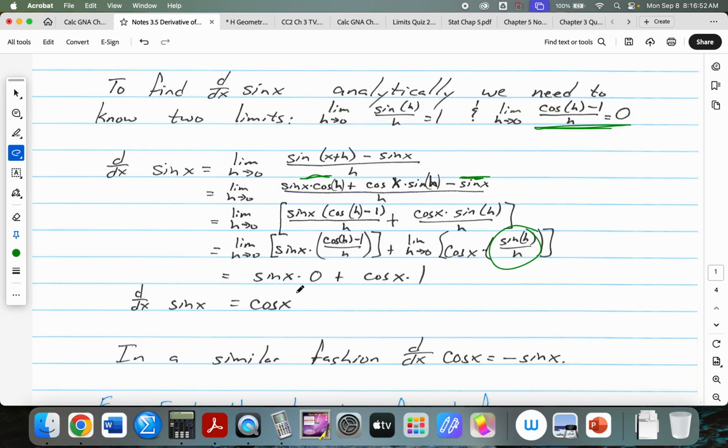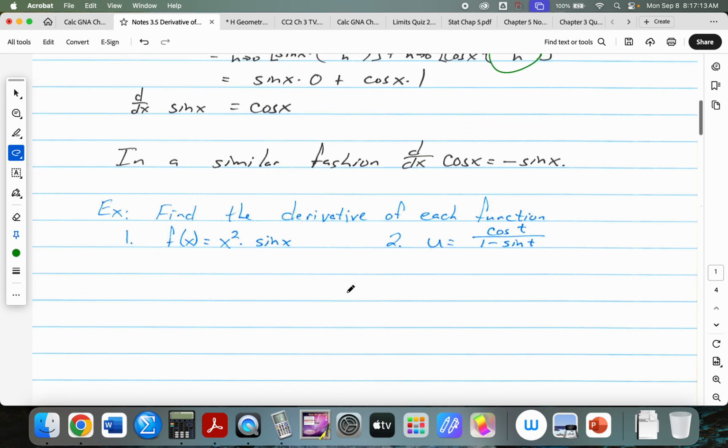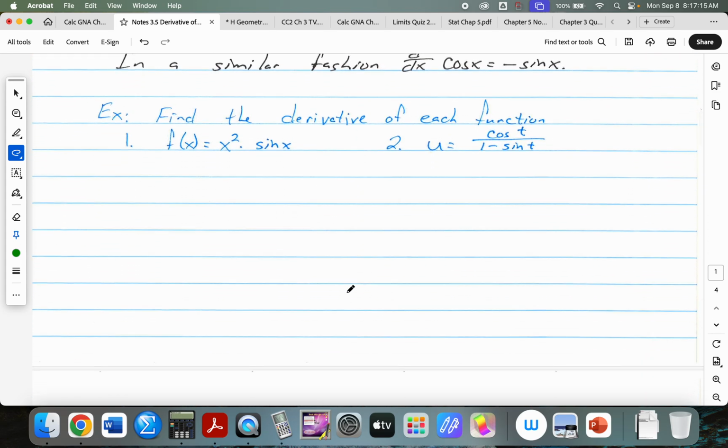I wanted you to at least see the proof. I'm not going to ask you to do any proofs like that, partly because it involved knowing some tricky things, and I don't care so much about the tricky things. In a similar fashion, we can show that the derivative of cosine is negative sine.